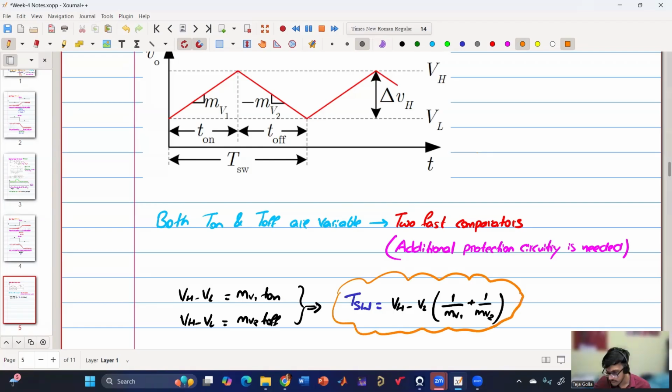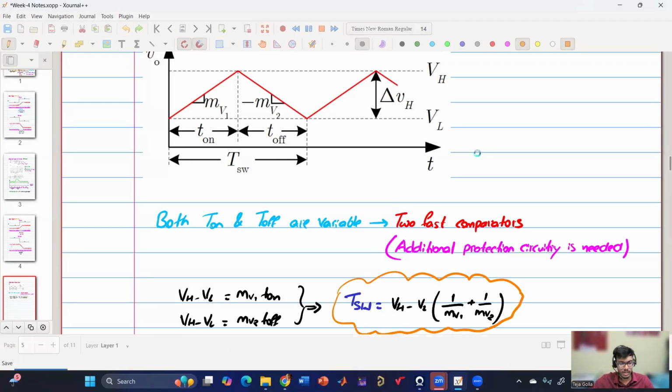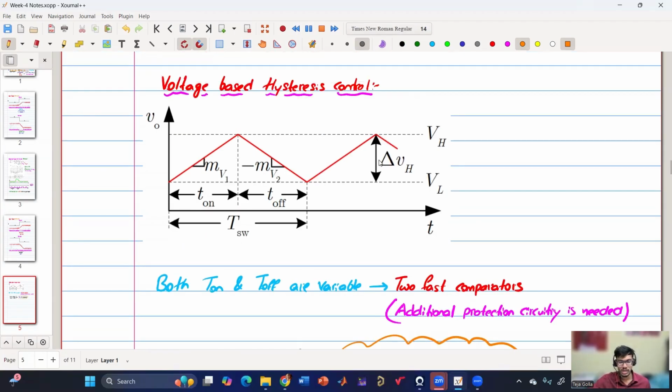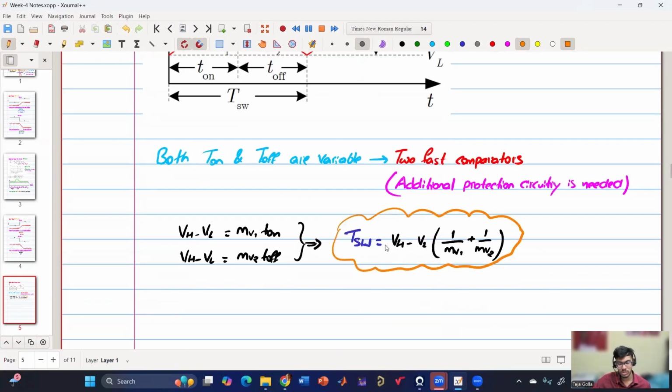So here, switching time period, both on and off are variable depending upon the hysteresis band. I can choose this band, which is denoted by delta VH. If the band is made a little bit more, then the time duration will be more. If the band is small, then the time duration will be lesser because it is directly proportional to this VH minus VL. So in the case of hysteresis, this is how we calculate switching time period. Is this clear?